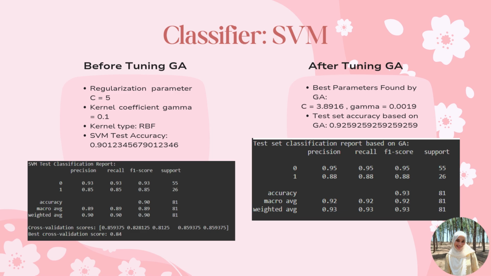And after we run the code, we can see here the SVM test accuracy is 0.90. It is not that high. Compare after tuning with GA, when we choose the best parameters from the GA, that is C equal to 3.89 and gamma equal to 0.0019. And after we tune with the genetic algorithm, we can see the test set accuracy result, that is 0.93 here. It is so increased in terms of test accuracy.